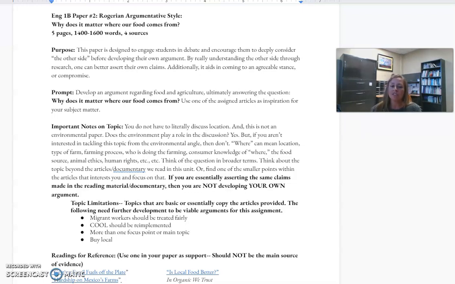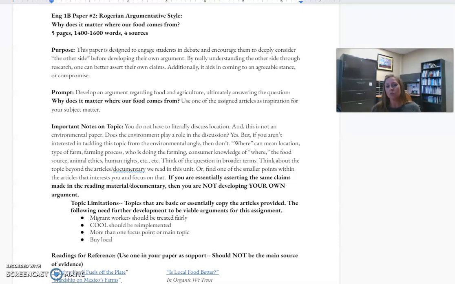But one of the things I want you to really consider is where doesn't always necessarily mean location. Okay, so when we think about where does our food come from, you can be thinking of location. You could be thinking of farming or consumer knowledge. You could be talking about politics. You could be talking about human rights, animal ethics, lots and lots of different stuff.